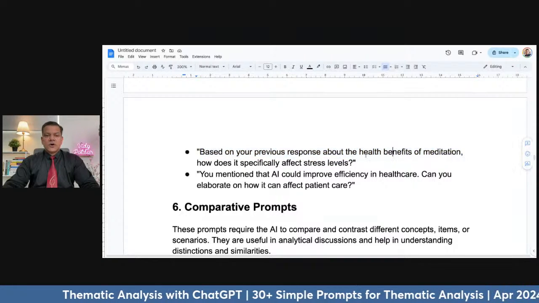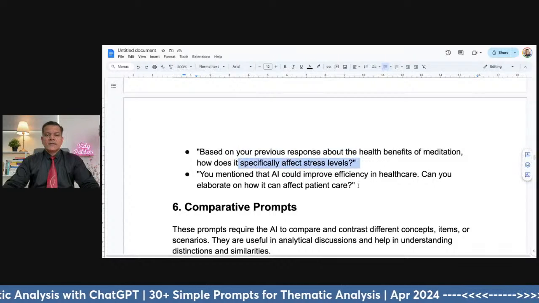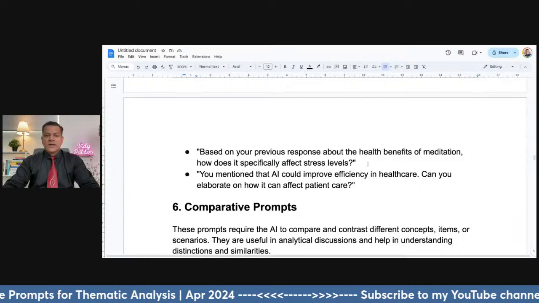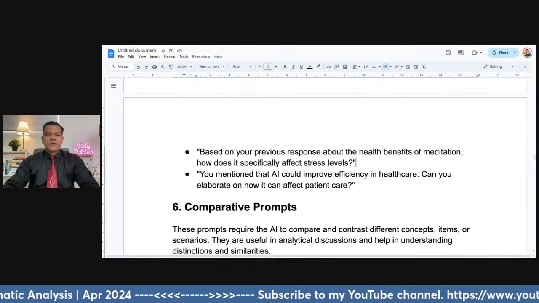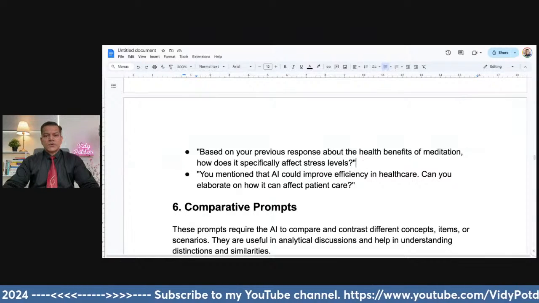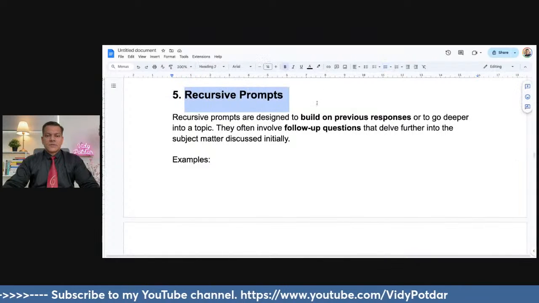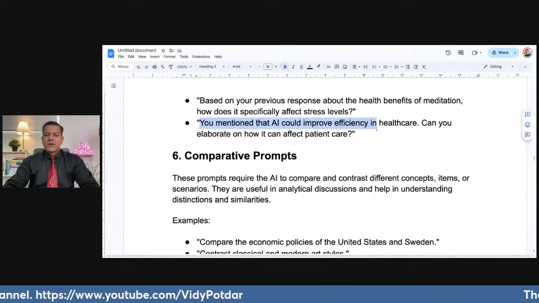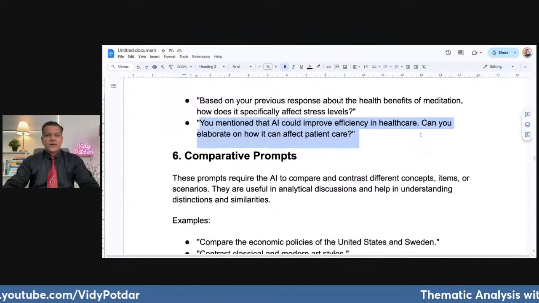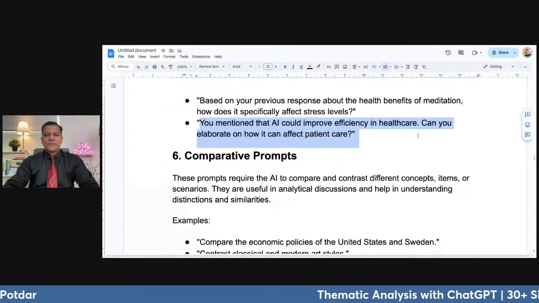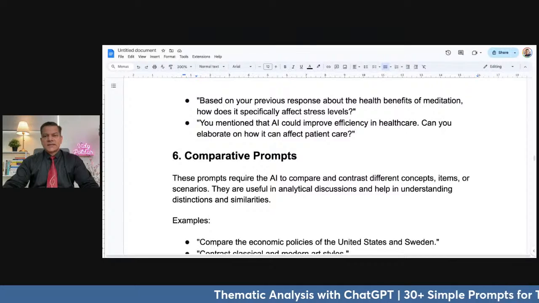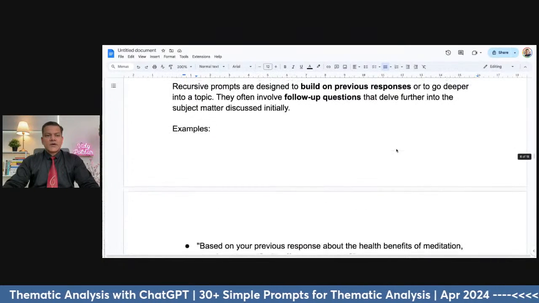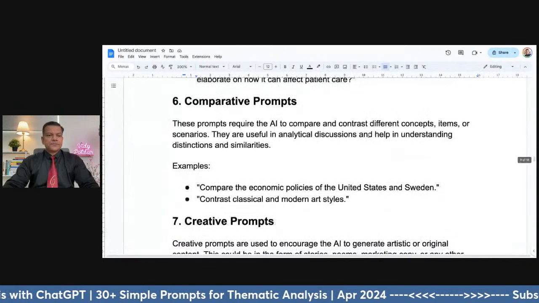Yeah, so that response you got, and then you're asking, how does it specifically affect stress? And then maybe the follow-up question could be, does reduction in stress improve your sleeping patterns, and so on. So those are recursive prompts. Another example, you mentioned that AI could improve efficiency in healthcare. Can you elaborate on how it can affect patient care? So you can see the connection. So you ask something, then you ask something else, and then you ask something else. So those kinds of prompts are called recursive prompts.